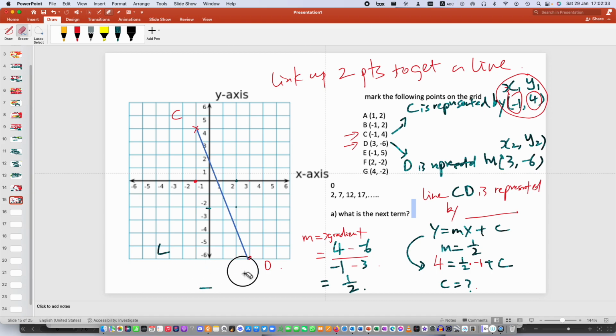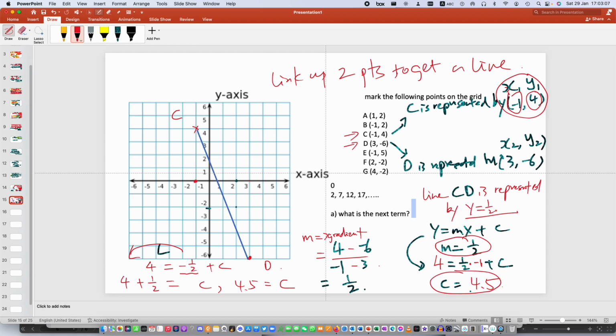Let me do it right here. So it's 4 equals negative half plus c. How do you get c? This one you bring it over. So it's 4 plus half. So c is equal to 4.5. Does it make sense? Yeah. So now you have your m, you have your c. So it's y equals m, which is half, x plus c, 4.5.